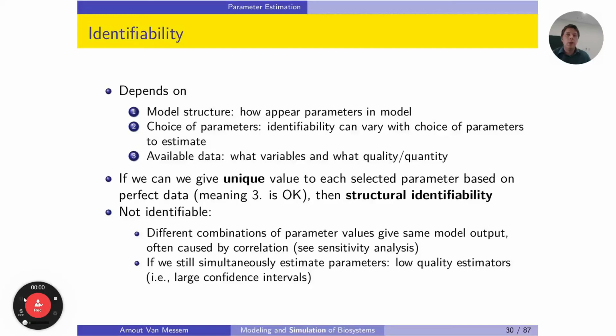Let us now take a closer look at identifiability. As we said before, identifiability means that we can determine a unique solution for our optimization problem. So we find a solution and there is only one. Identifiability will depend on several parts.